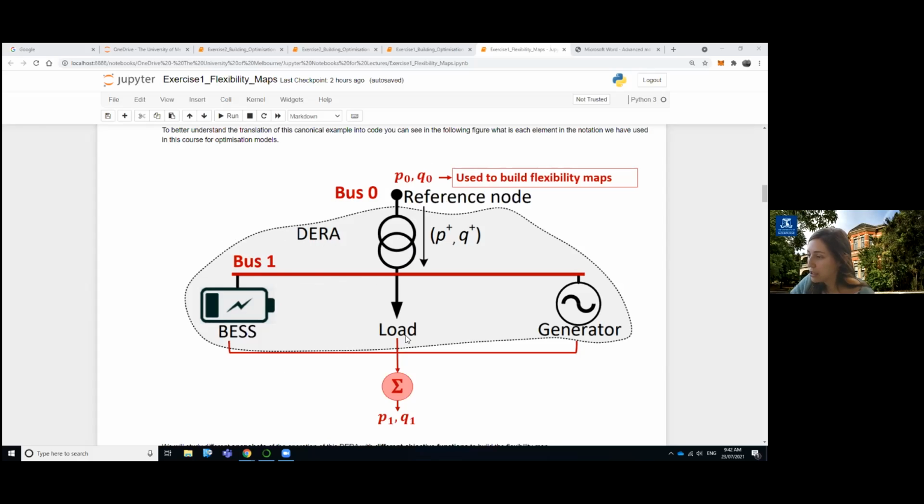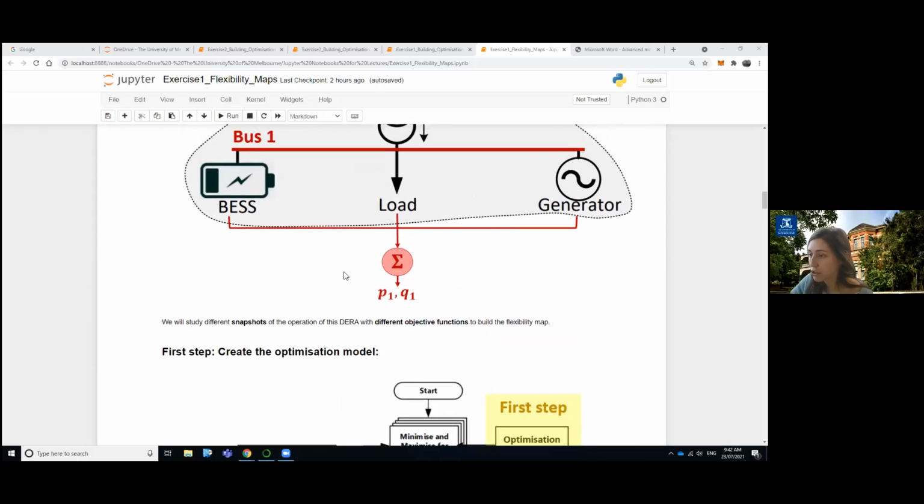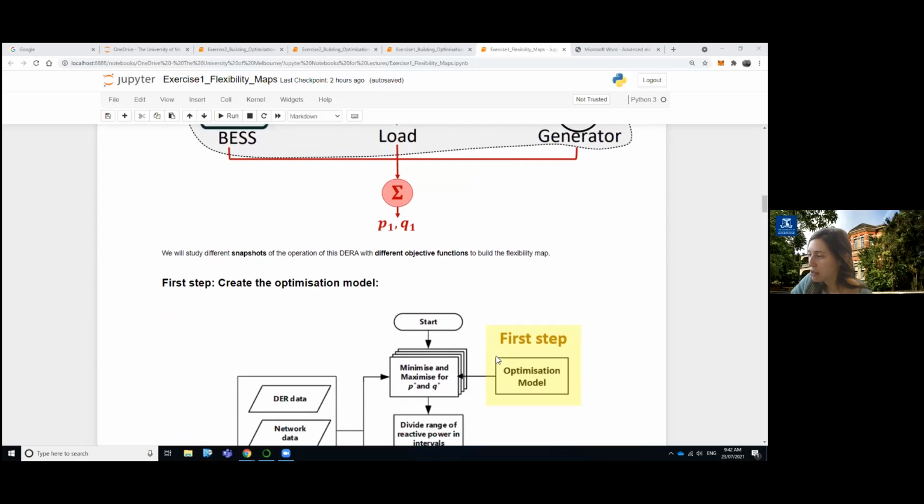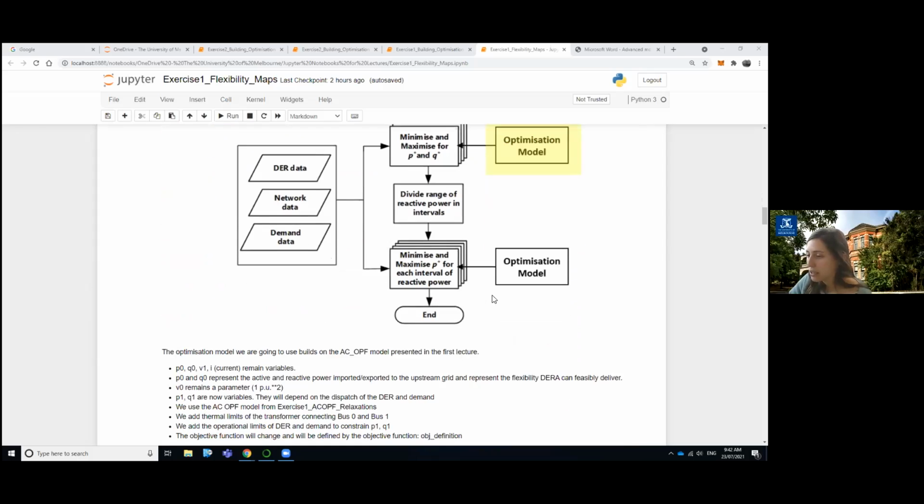We have the battery, the load, and the generator. Essentially their operation will be the nodal power in bus 1, P1 and Q1. So what we're gonna do is to study different snapshots of the operation of this aggregation of resources with different objective functions to build the flexibility map. So the first thing that this notebook does is to build the optimization model.